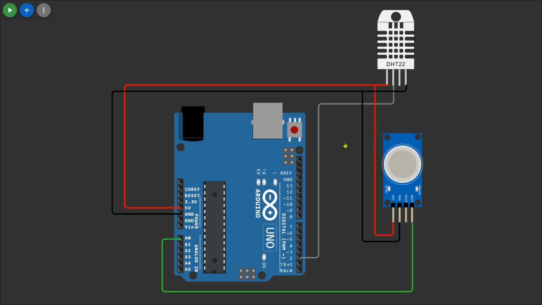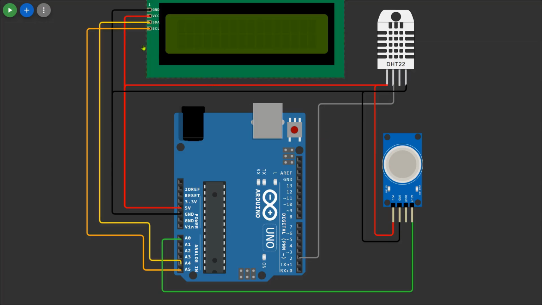screen. Next, we will add the gas sensor, which is responsible for detecting gas levels in the environment. The analog output of the gas sensor is connected to the A0 pin of the Arduino Uno. This allows the Arduino to read the sensor data and process it accordingly.